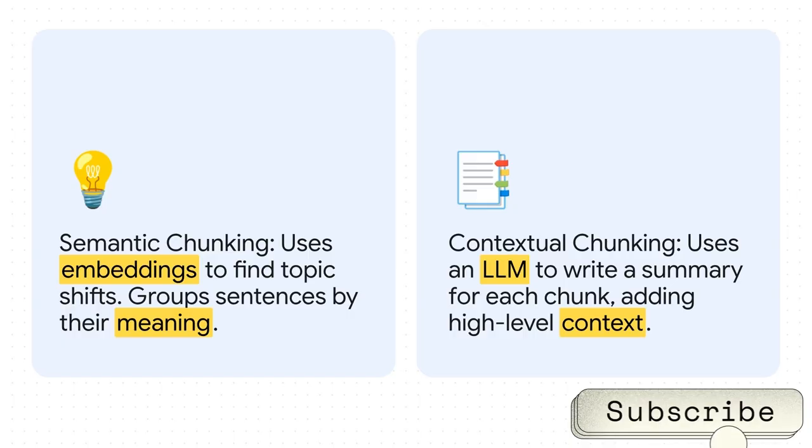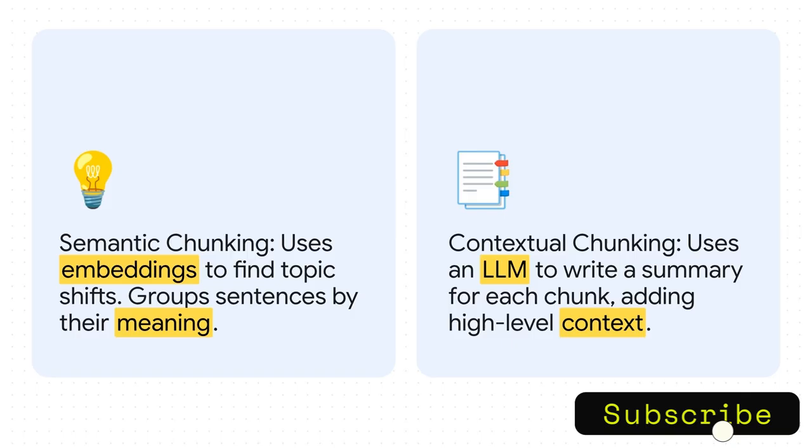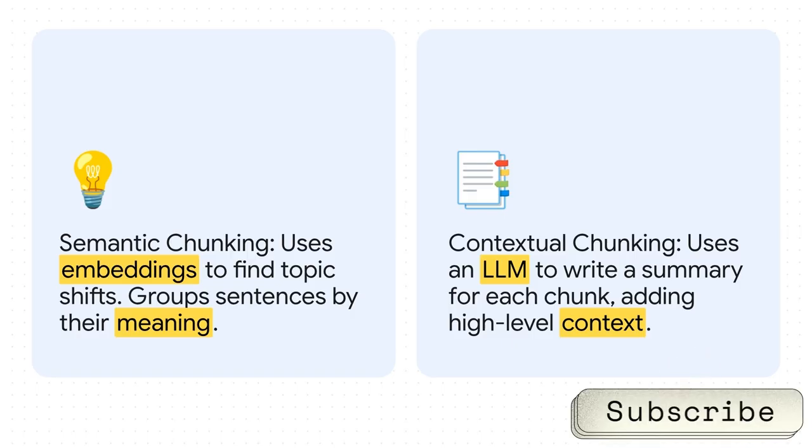Then there's a totally different approach called contextual chunking. This actually uses an LLM to write a tiny summary of the whole document and attaches it to each chunk, giving even the smallest pieces a ton of high-level context.